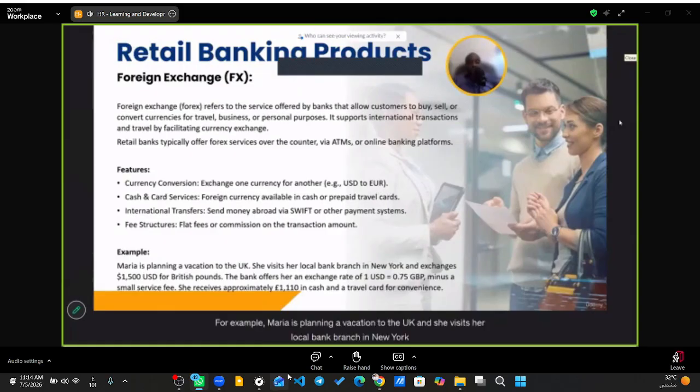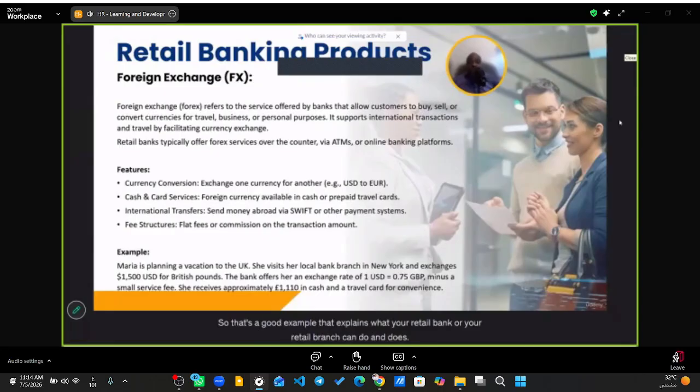For example, Maria is planning a vacation to the UK. She visits her local bank branch in New York. She's coming from the United States to the UK, and exchanges $1,500 for British pounds. The bank offers her an exchange rate of $1 to 0.75 Great British pounds minus a small service fee. She receives approximately £1,110 in cash and a travel card for convenience.